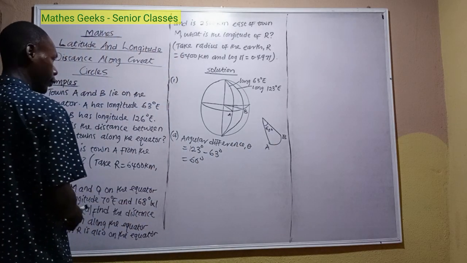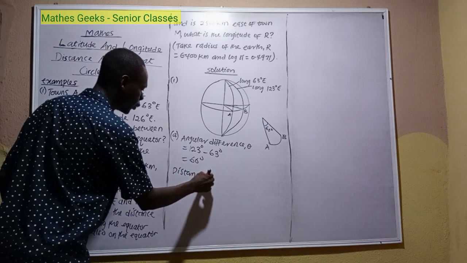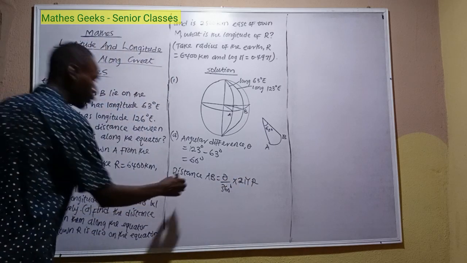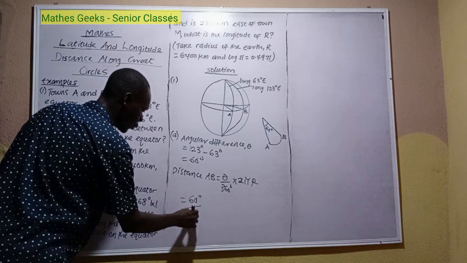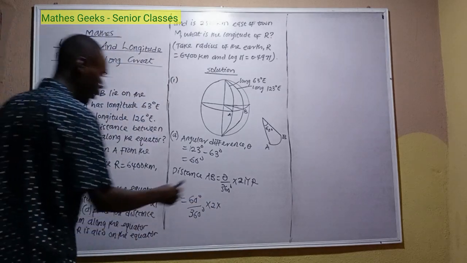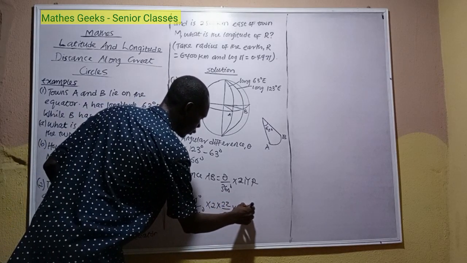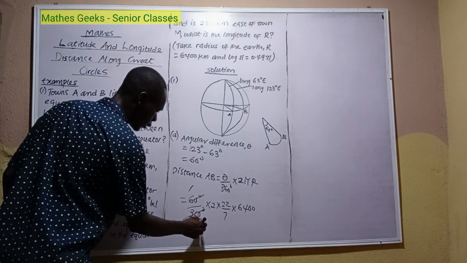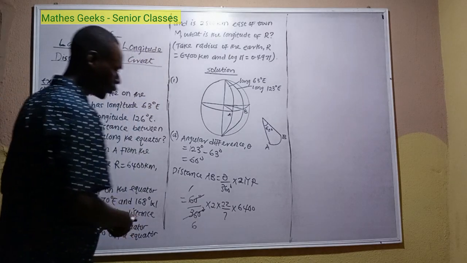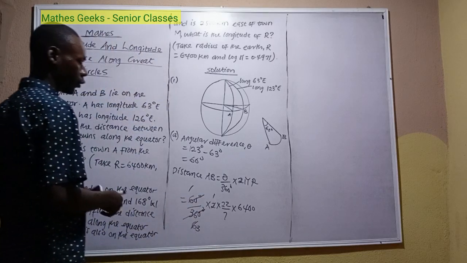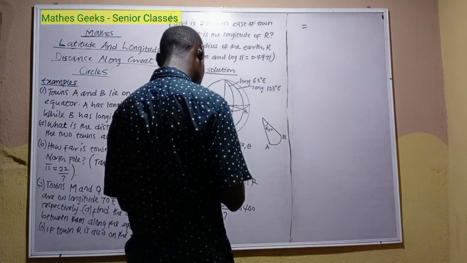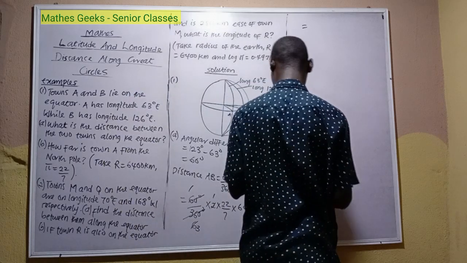So the distance from A to B along the equator is equal to theta over 360 degrees times 2 pi r. So theta here is 60 degrees, times 2, and pi is 22 over 7, times 6,400. So 60 over 360 is 1 over 6, then 2 over 1, 2 over 6 gives 1 over 3. So we have 22 times 6,400, that's 147.